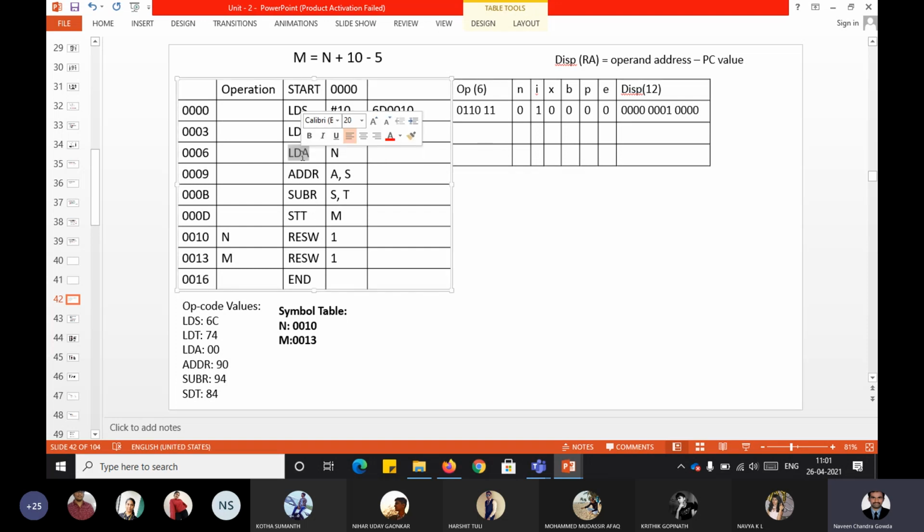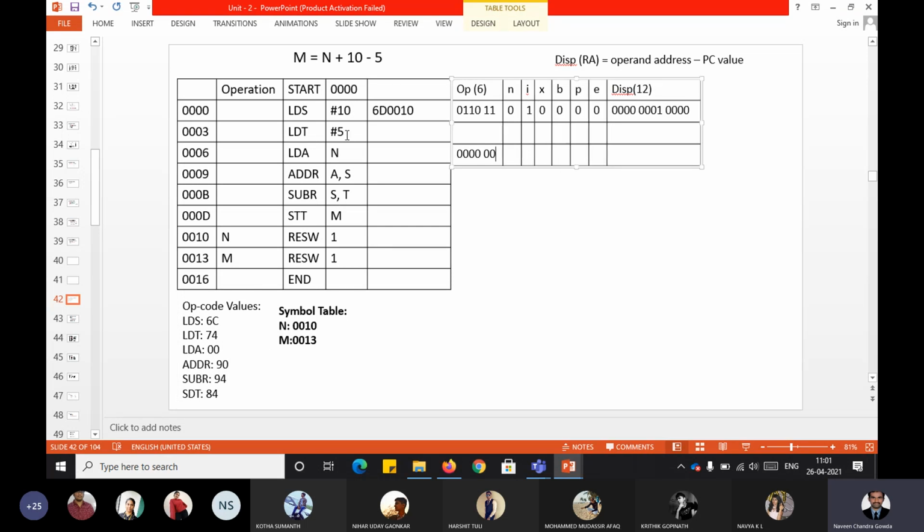what is the opcode here? It is LDA. What is the opcode value of LDA? It is 00. But how to write it in the 6 bits format? It is 4 zeros followed by 2 zeros. That's how we'll be writing in the 6 bits format, right? Next, my dear students, tell me whether the n is preceded with the hash or the at the rate. Not both, sir. So not both, right?